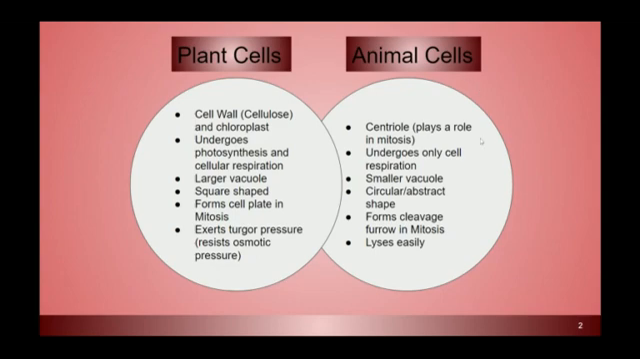Animal cells are the exact opposite. Because they only have a cell membrane, they lyse easily, and they don't experience this turgor pressure.